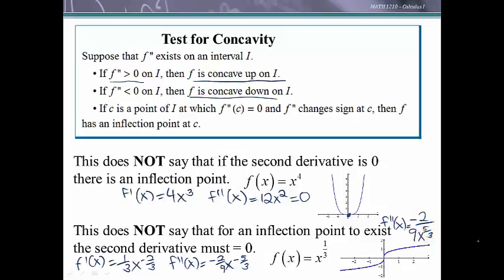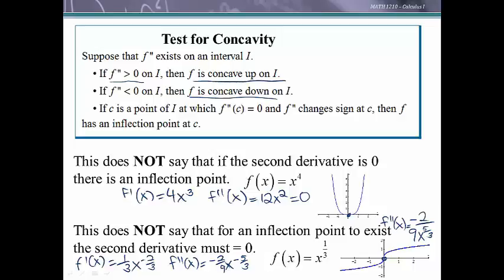So we see that we have x in the denominator on this second derivative, and so at 0 the second derivative is undefined. However, as we look at the graph, we see at 0 we have an inflection point. We have concave up over here to the left of 0. We have concave down over here to the right of 0, and so 0 is an inflection point, but the second derivative did not equal 0 there. So don't read too much into this.